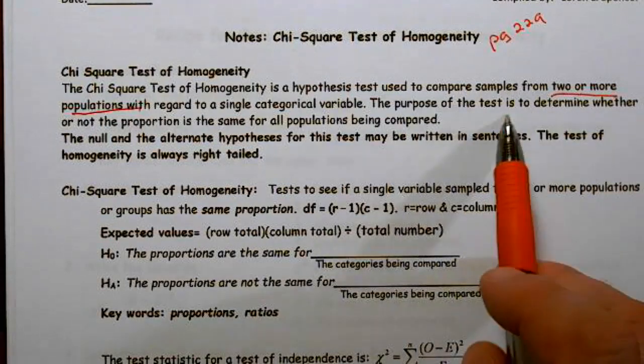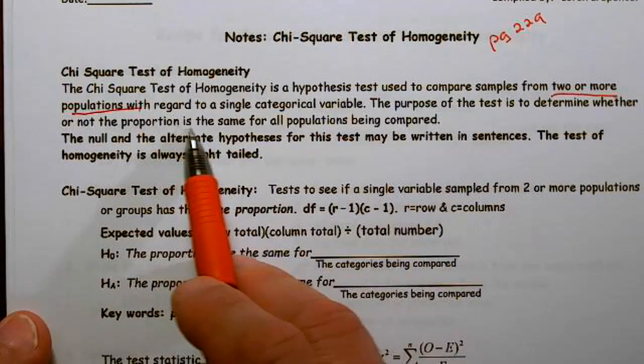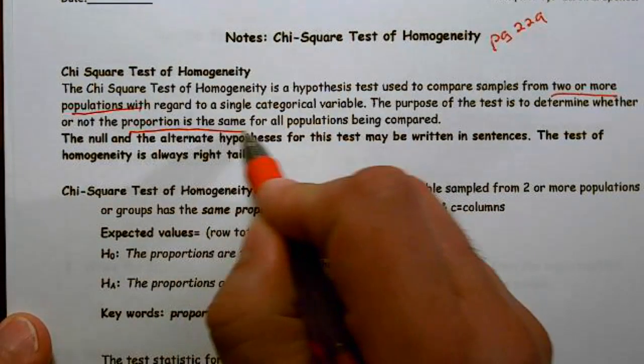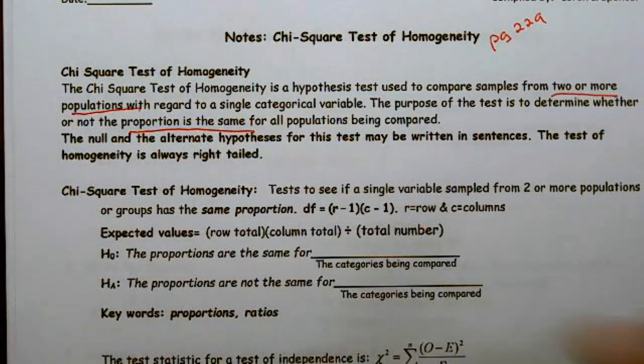And the purpose is to test to determine whether or not the proportion is the same for all populations. So we're looking to see, are the proportions the same? And that's kind of a key word. The null and alternative hypothesis for this test needs to be written in sentences. And the test of homogeneity, like all chi-square tests, is right tail.